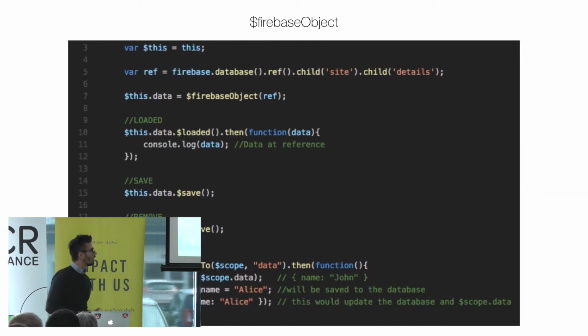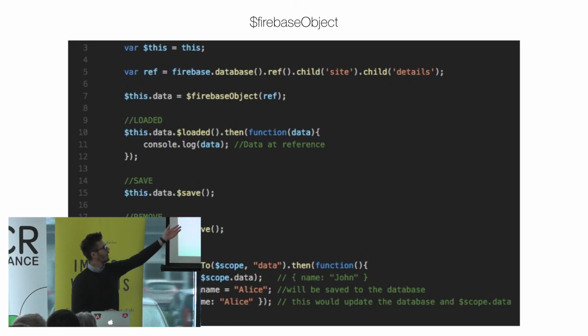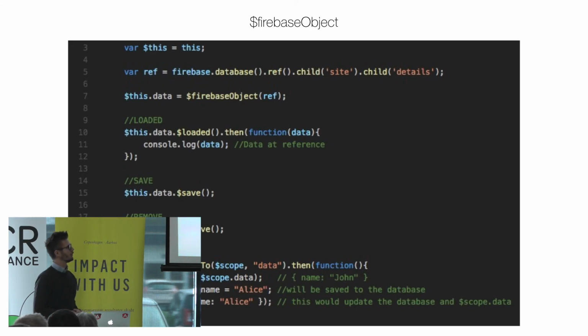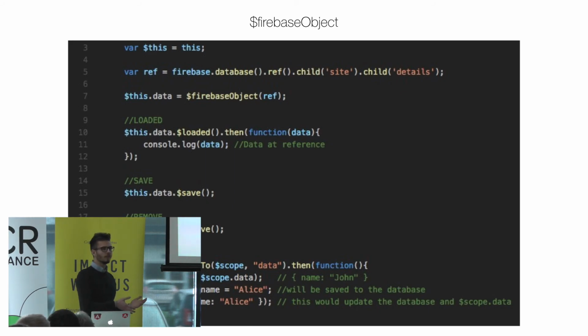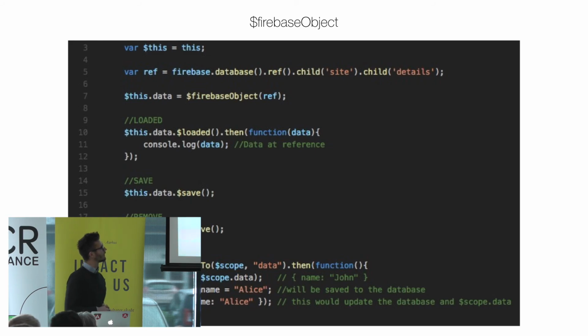So first up, our first service is the Firebase Object Service. At the top, I've made a reference, and this is a reference to the details node inside the side nodes, which is inside the root node. What I do with the Firebase Object Service is I just provide it with the reference, and what it gives me in return is a synchronized object of that specific place in the database.